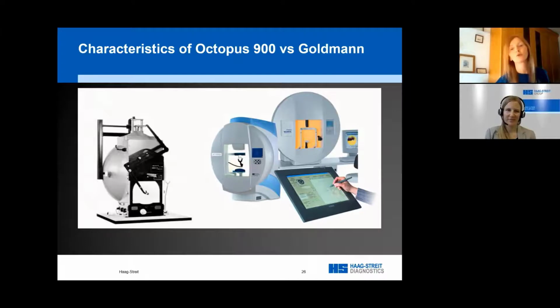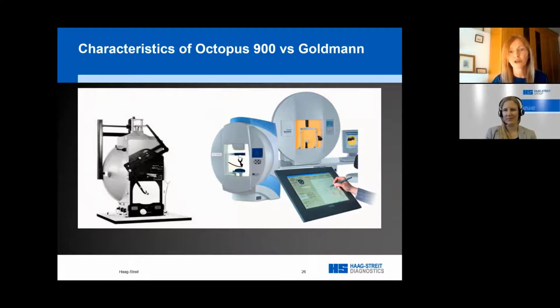Well, I think there's always going to be challenges and discrepancies when you're changing from one perimeter to the other. That's natural. One key thing to remember is that this is a subjective test, and the patient response is still the patient response regardless of which perimeter you use.